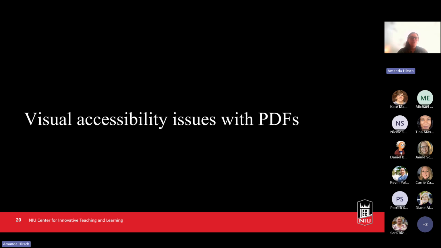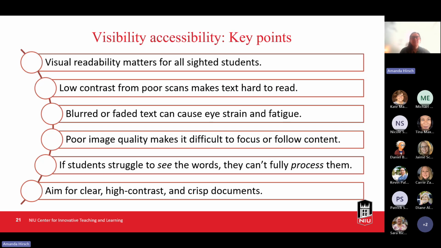It isn't just screen reader accessibility that's important with our PDF documents. That's really important, and that's part of the Title II requirements. But the visual readability of documents is also important for all of our sighted students too. Accessibility is often discussed in the context of screen readers and assistive technologies, but visual readability is also an important component of accessibility. If a document is difficult to see clearly, it creates barriers for many students, including those without diagnosed or formal disabilities.